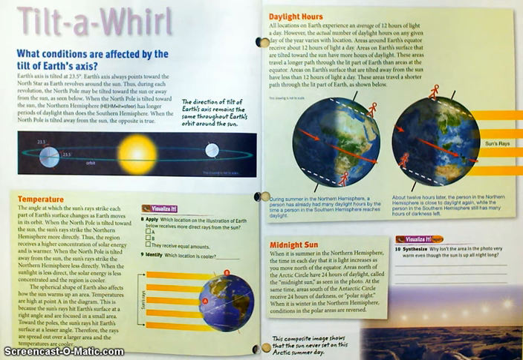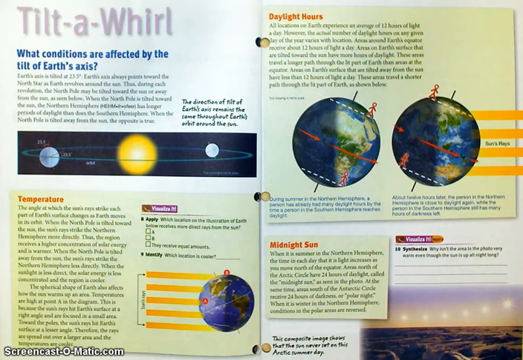Number 8, which location on the illustration of Earth below receives more direct rays from the sun? That's going to be location A, because the sun is beating directly down from overhead. Which location is cooler? That's going to be B, because the sunlight is hitting at a shallower angle and is spread over a larger area. The sunlight is less intense.